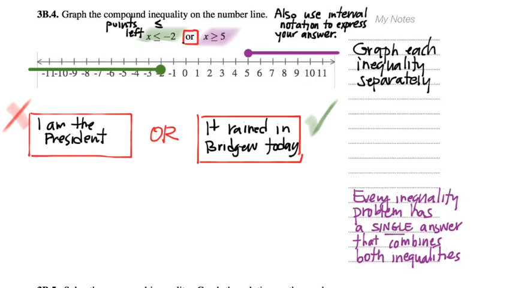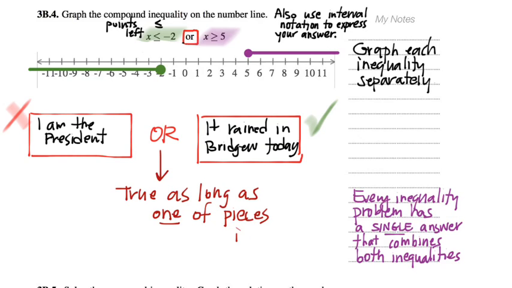Or means that our final answer here is true as long as one of the subordinate clauses, one of the pieces, is true. So it doesn't matter how many of the pieces are false. As long as one of the pieces is true, then the "or" compound statement is true. So it's kind of weird.